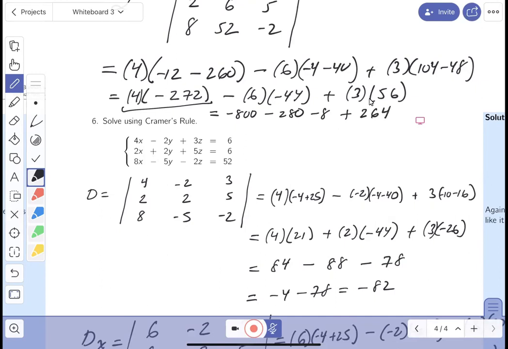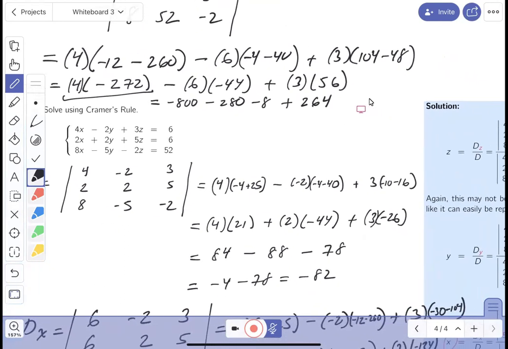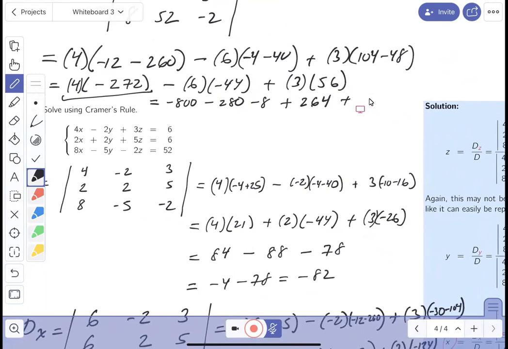Let me repeat what I did there. I know negative times a negative is positive. 6 times 40 is 240. 6 times 4 is 24. 240 and 24 is 264. And I can do 3 times 56. That's 150 and 18, 168.